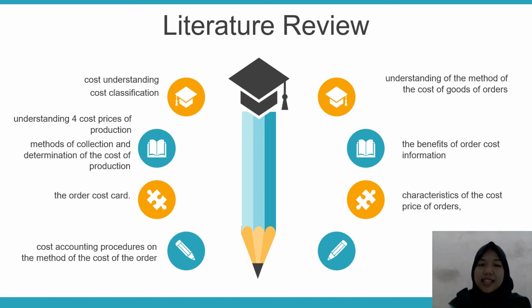The next is literature review. The literature review in my proposal covers cost understanding, cost classification, understanding of forecast price of production, method of collection and determination of the cost of production, the order cost card, cost accounting procedures on the job order cost method. Next is understanding of the job order cost method, the benefits of order cost information, and the characteristics of the job order cost method.